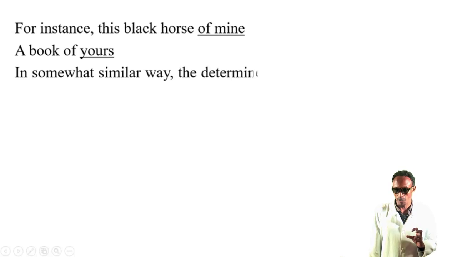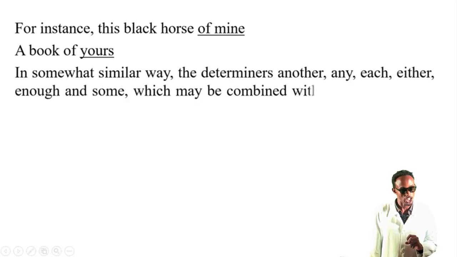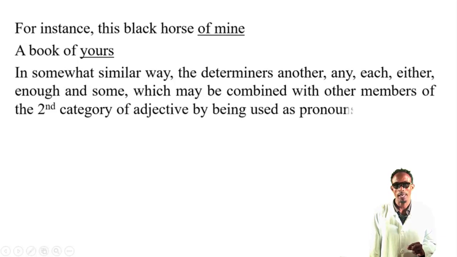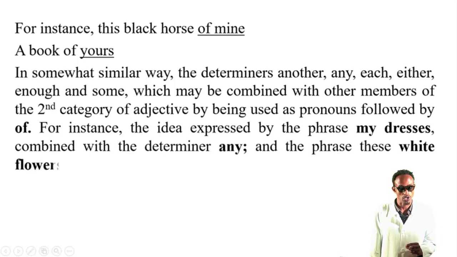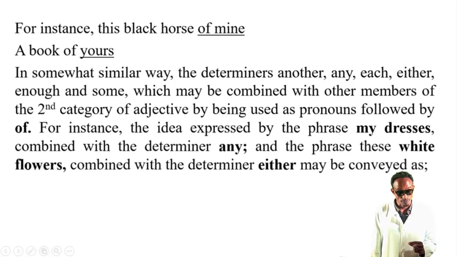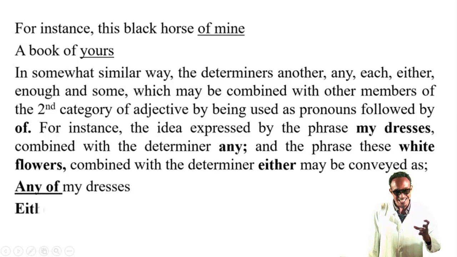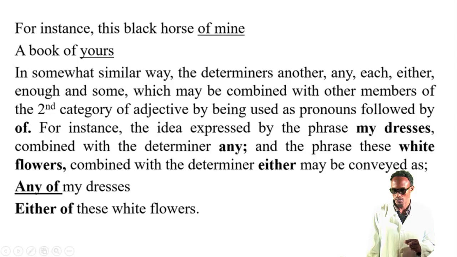In a somewhat similar way, the determiners another, any, each, either, enough, and some may be combined with other members of the second category of the adjectives by being used as a pronoun followed by of. For instance, the idea expressed by the phrase my dresses combined with the determiner any, and the phrase these white flowers combined with the determiner either, may be conveyed as any of my dresses, or we may say either of these white flowers.